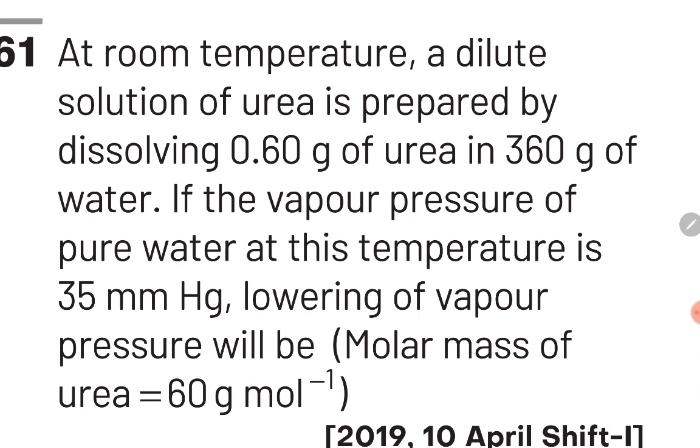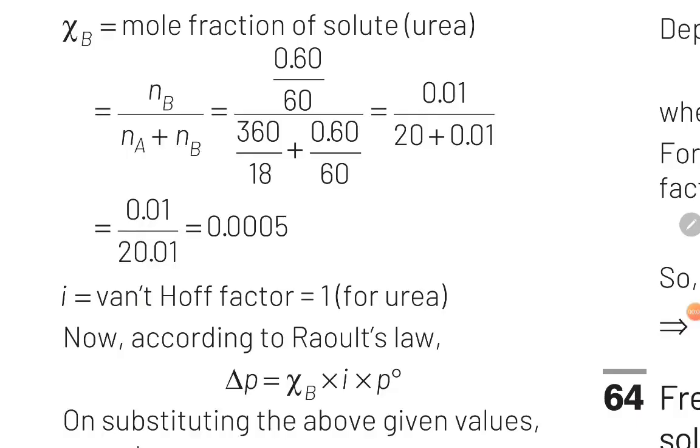Let's observe this in the solution in the next slide. Yes, students, we'll start this question by first calculating mole fraction of solute. Mole fraction of solute is equal to number of moles of solute divided by total number of moles present in the solution. So the equation becomes xb is equal to nb divided by na plus nb. Here nb is number of moles of urea and na is number of moles of water.